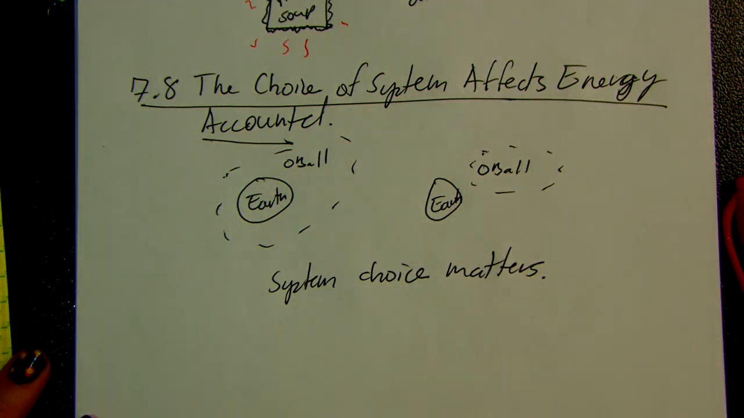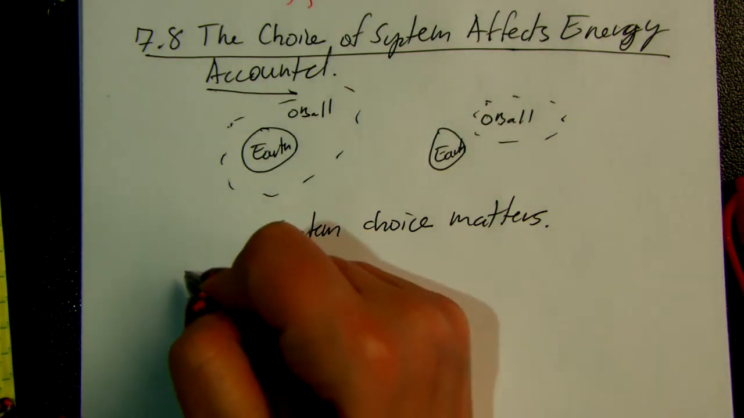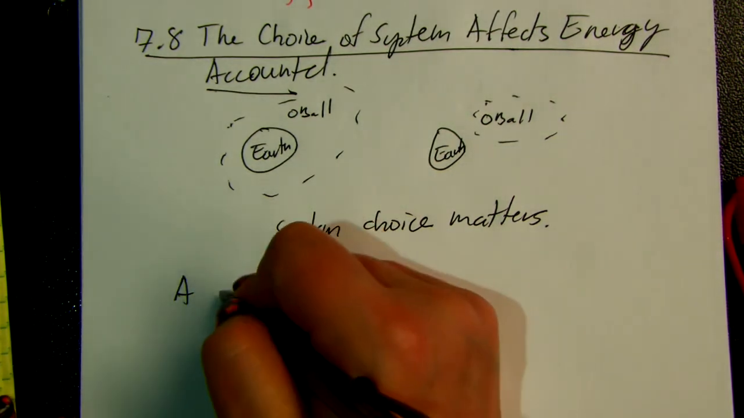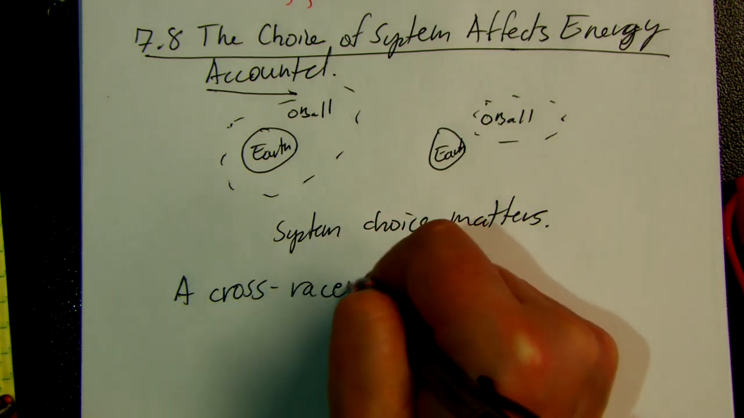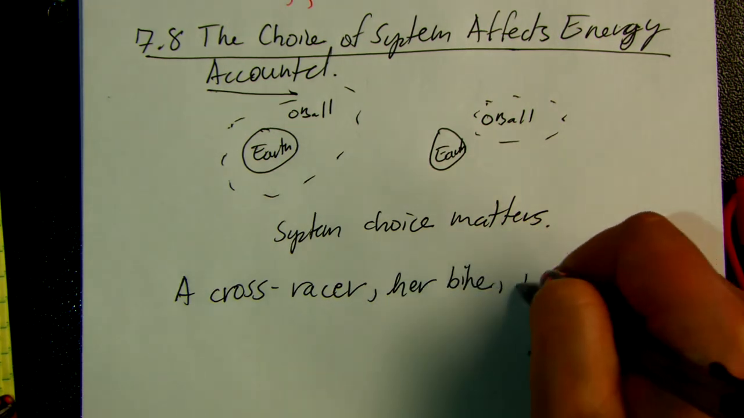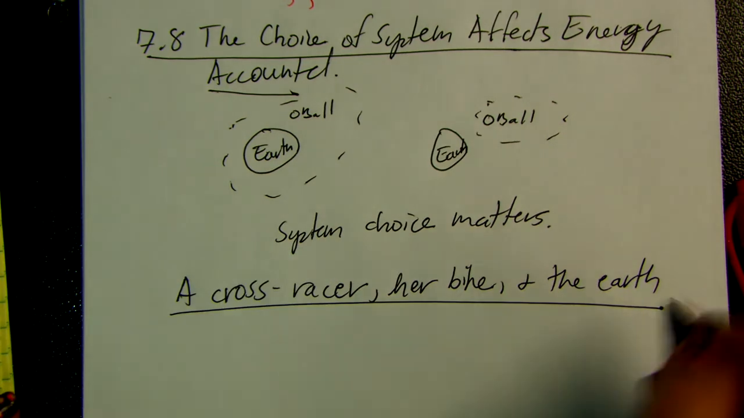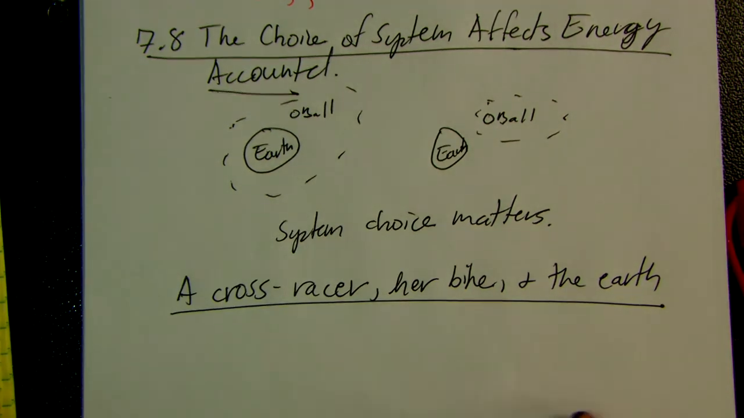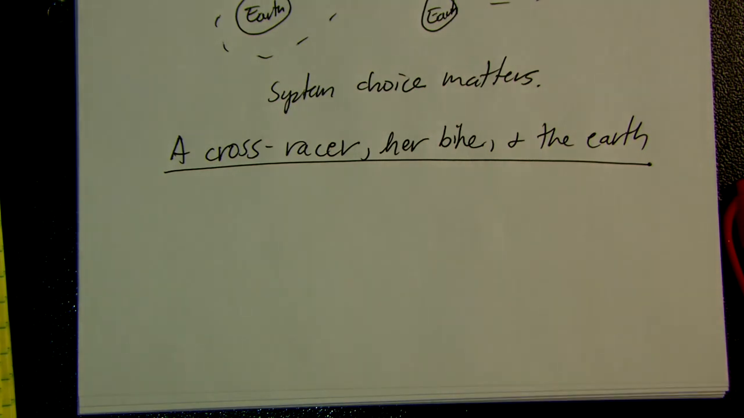And we're going to set up, this is like my favorite example, because I use something near and dear to my heart. A cross racer, her bike, and the earth. What a cross racer is, cyclocross is a form of obstacle course bike racing. Since you guys are at home right now, and I'm sure you might take a YouTube break at some point, look up cyclocross racing. It is very, very cool.